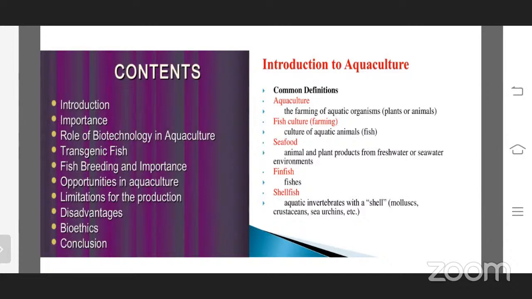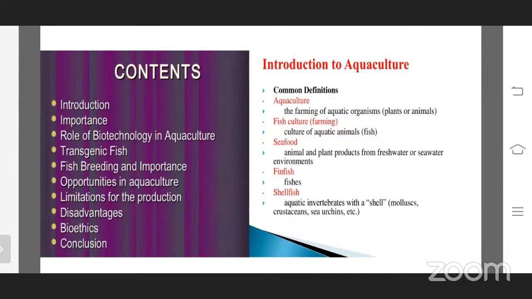All the fishes generally found in the markets belong to the finfishes only. The finfishes are the actual fishes that are cultured in aquatic areas, which is known as fish culture. We also call it fish farming. And then shellfishes.